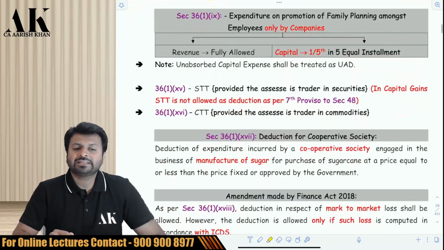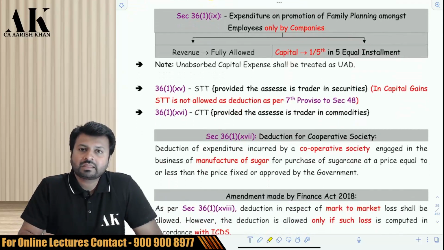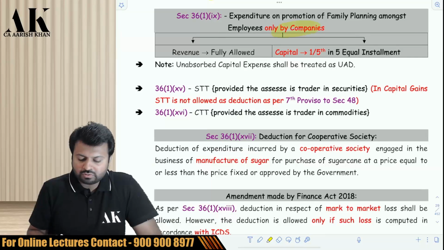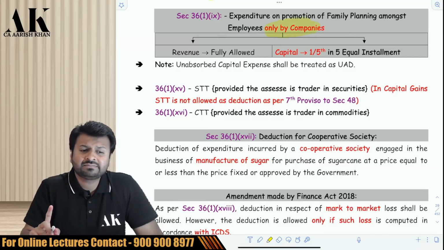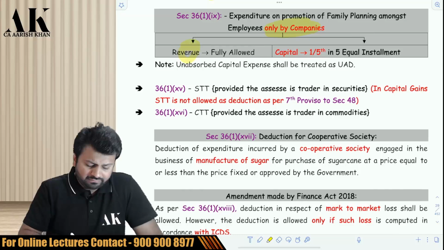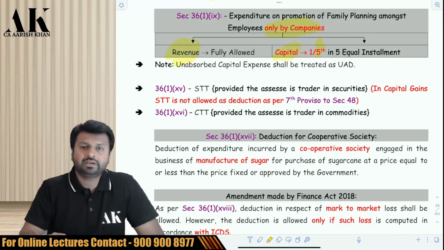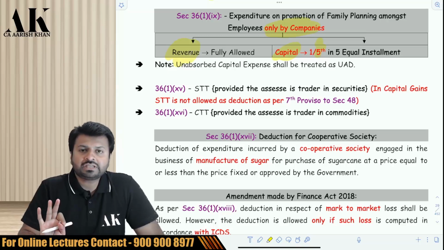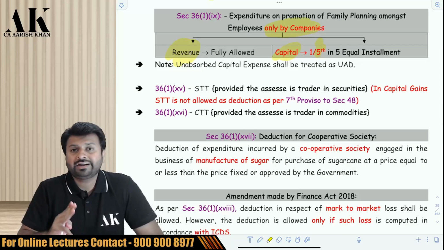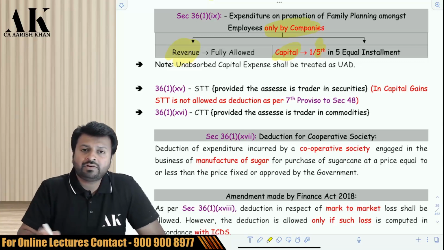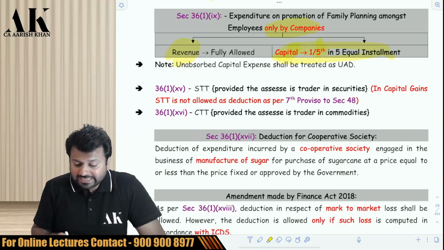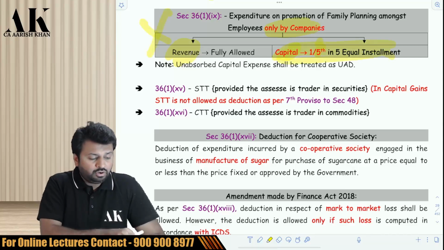Next, 36(1)(ix), expenditure on promotion of family planning amongst employees. This deduction is only allowed to companies, not to other assessees. It is allowed fully if it is revenue expenditure. If it is a capital expenditure, then it will be allowed in 5 equal installments, not in one shot. So there are 3 things to keep in mind: this deduction is only available to companies; it is allowed fully as revenue; and if you incur a capital expenditure, you will be allowed the deduction in 5 equal installments. Further, if there is any loss because of the capital expenditure, listen carefully, not because of the revenue expenditure.